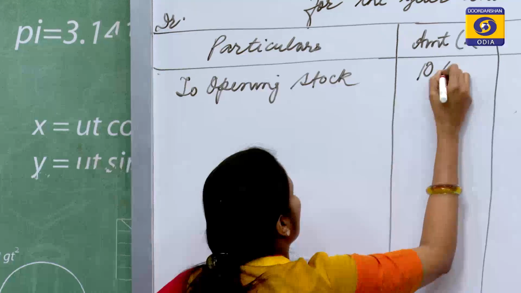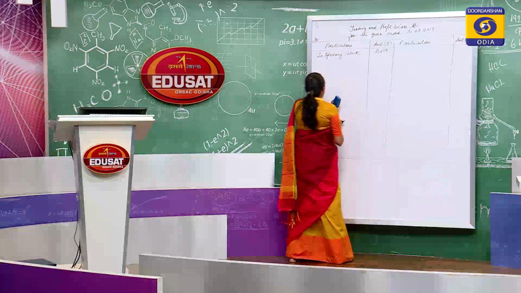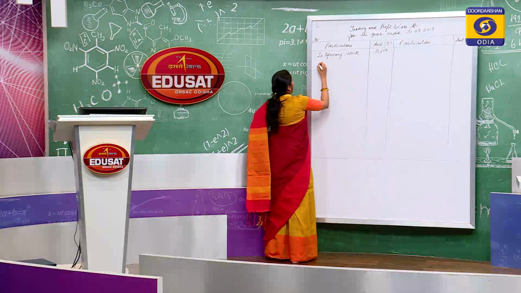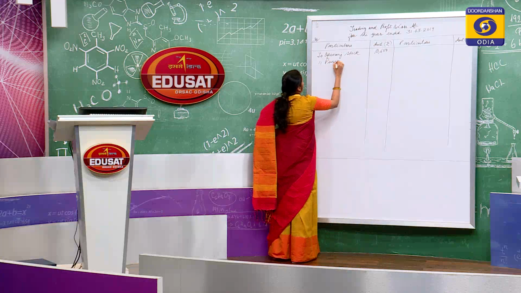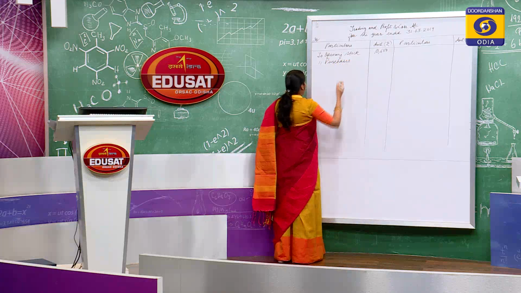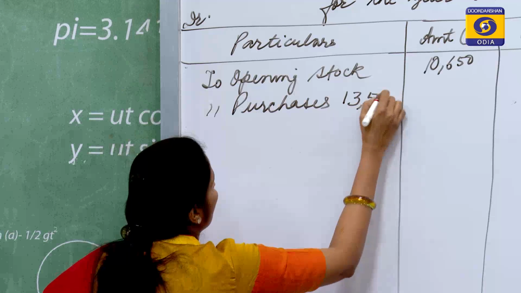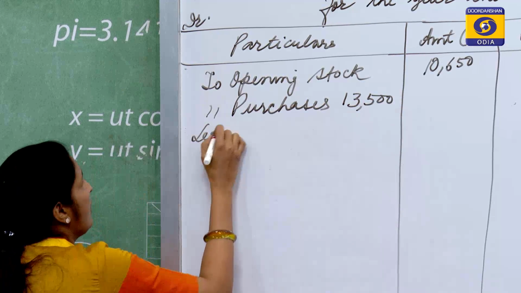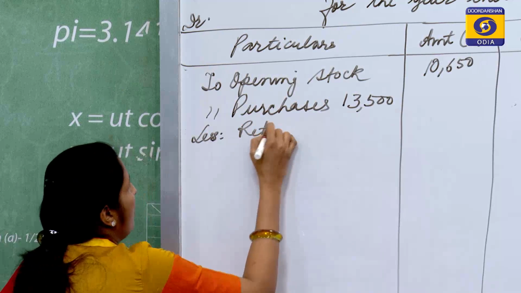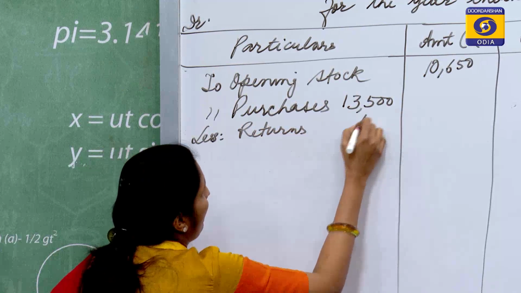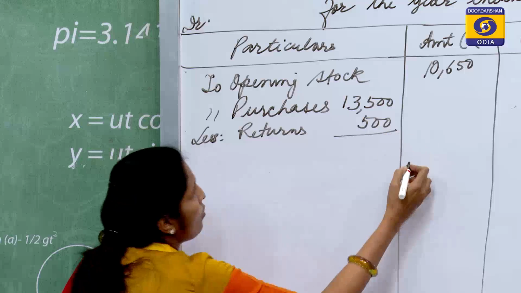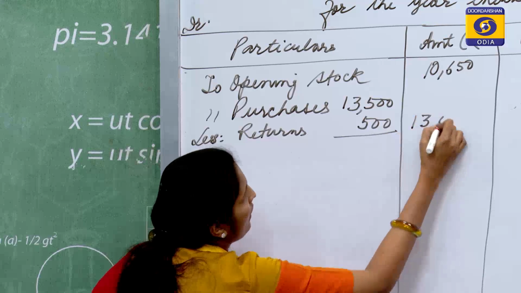10,650. The next item given to us is purchases. So, to purchases we will have on the debit side, purchases amount is 13,500. Less returns. Returns given to us is 500. So, what goes to the outer column is 13,000.